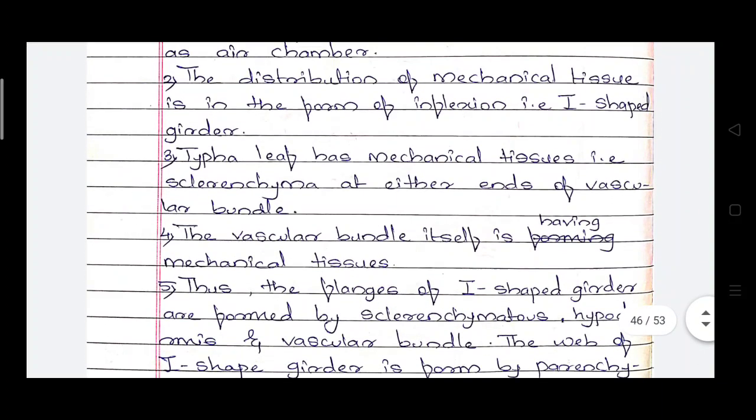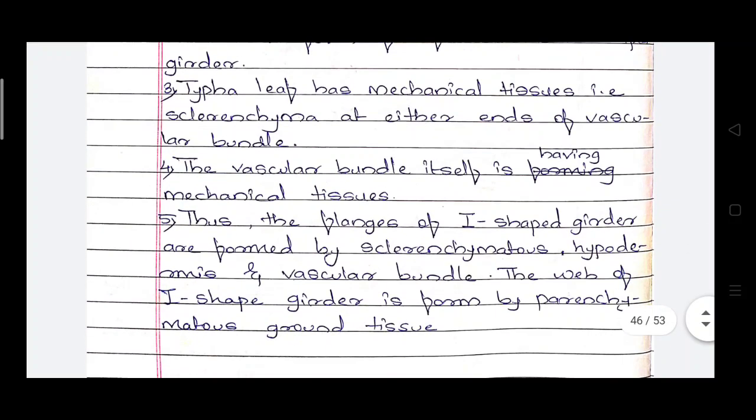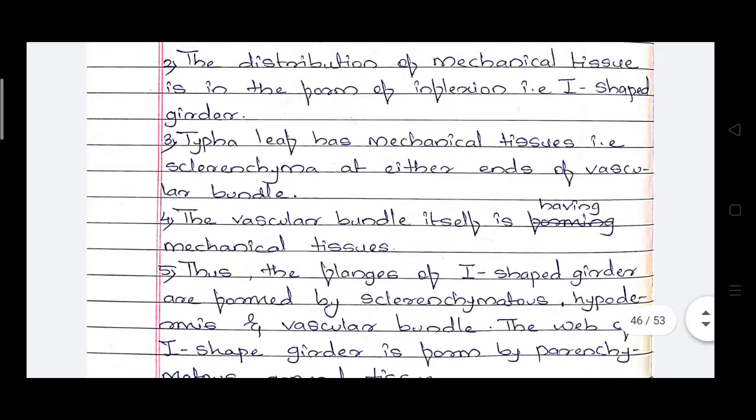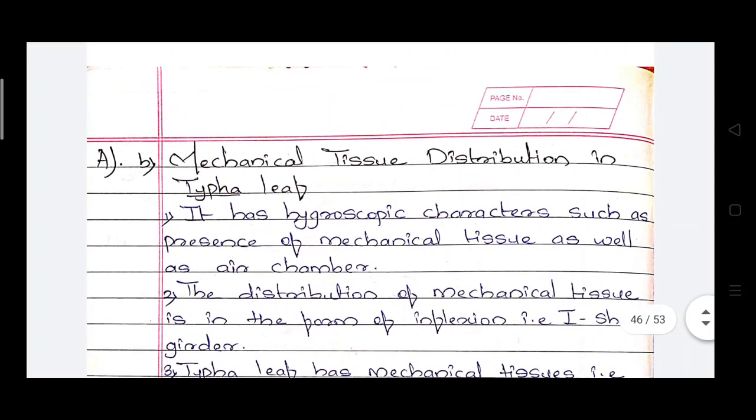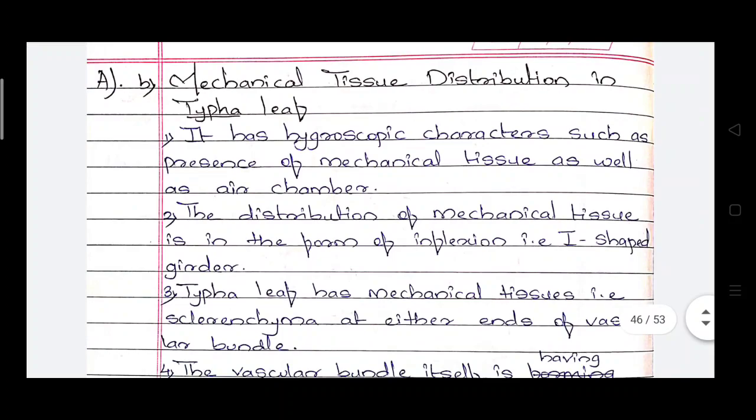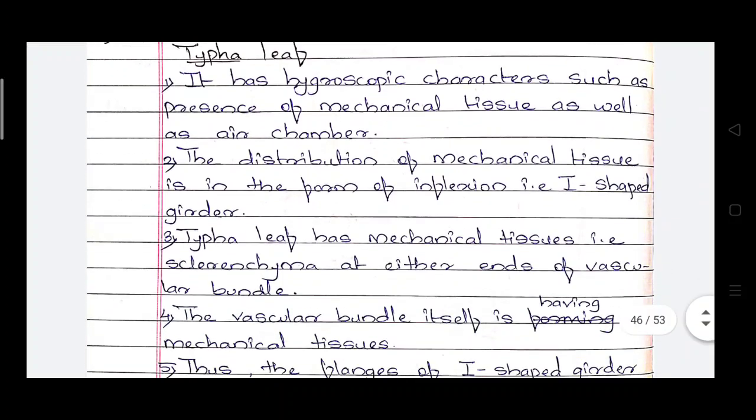So these sclerenchymatous hypodermis and vascular bundles form the two sides of the I-girders, and the web, that means the connective line between these two flanges, is formed by the parenchymatous ground tissues. So this type of mechanical distribution is observed in the case of the Typha leaf.